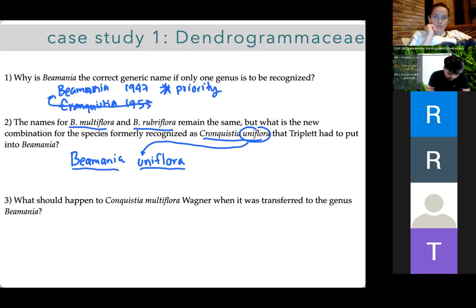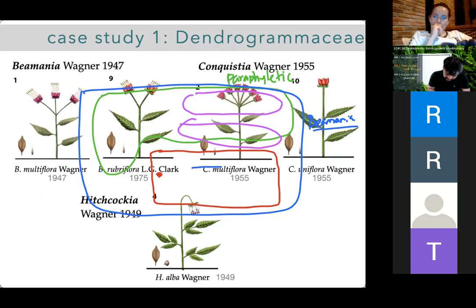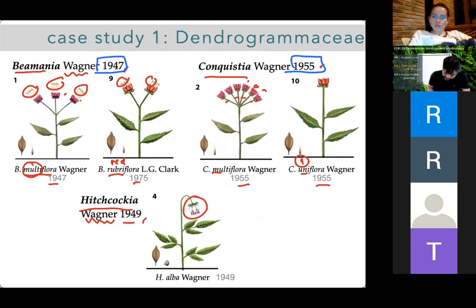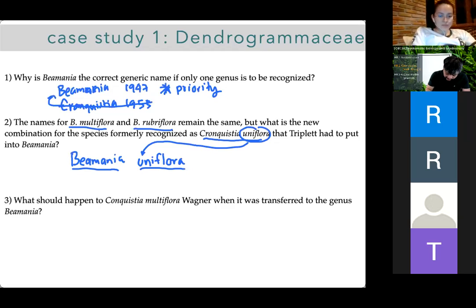Okay. And I forget who that belongs to. So uniflora was named by Wagner in 1955. So you have to give Wagner the credit.